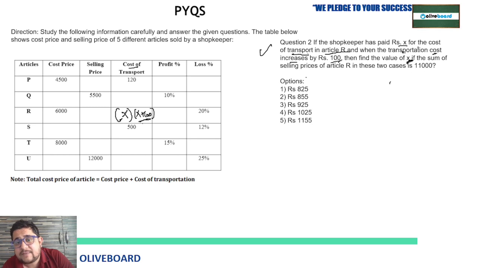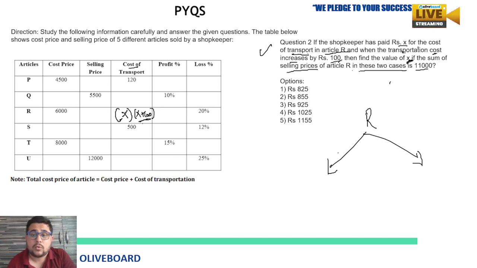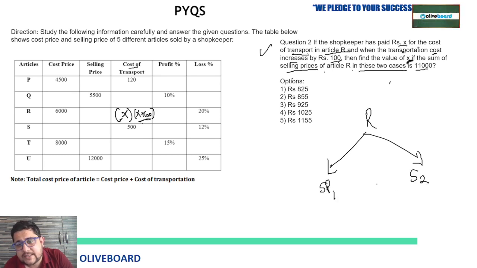If the sum of selling prices of article R in these two cases is 11,000. So what is the first condition telling us? First thing you need to understand: find the value of X if the sum of selling prices is 11,000. SP1 is the first condition, SP2 is the second case. Just take the sum of these two, and you will get 11,000. This is what is given.